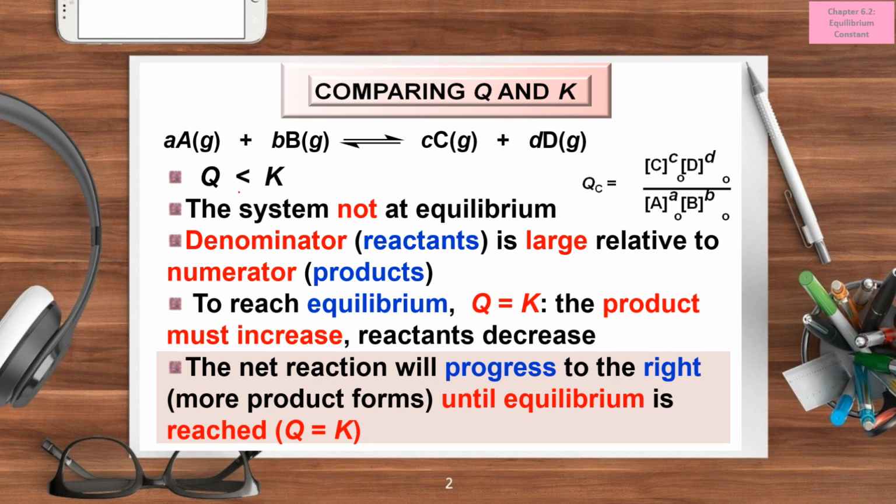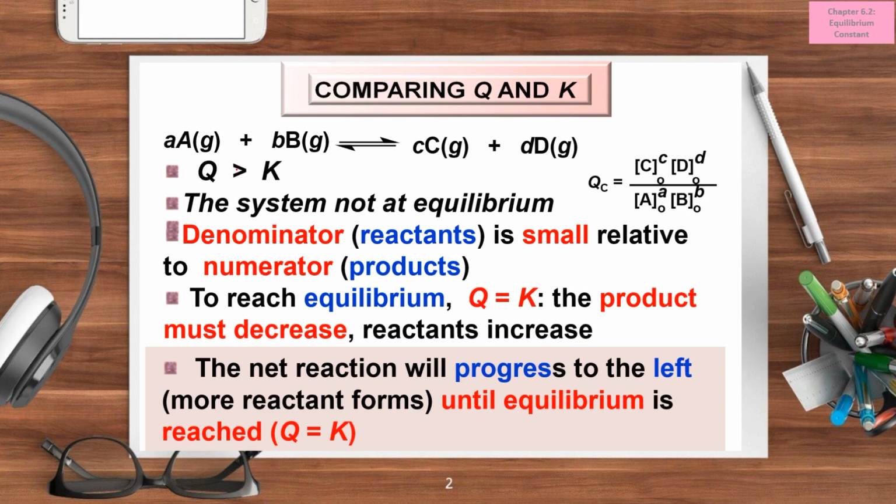If when you calculate you get Q smaller than K, which means the concentration of the reactant is bigger, whereas the concentration of the product is smaller. So the system is not at equilibrium, since the reactant denominator is large relative to the product numerator. Therefore, to reach equilibrium, where Q equals K, the product must increase and the reactant should decrease. So the net reaction will progress to the right, in order to form more products, until equilibrium is reached where Q equals K.